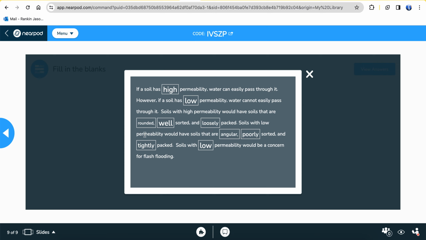Soils with low permeability would have soils that are angular. Angular has sediments or soils that fit together very well like pieces of a puzzle. Poorly sorted, all mixed up in terms of size, and tightly packed, one on top of the other, but we're dealing with almost like a rhombohedral type of packing.